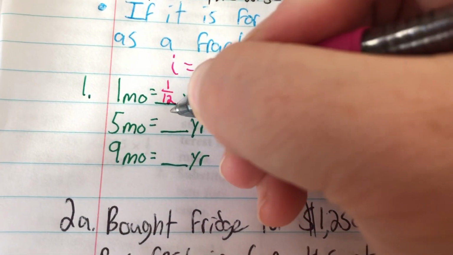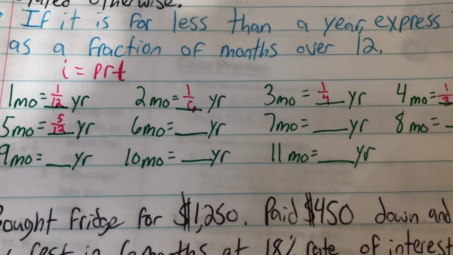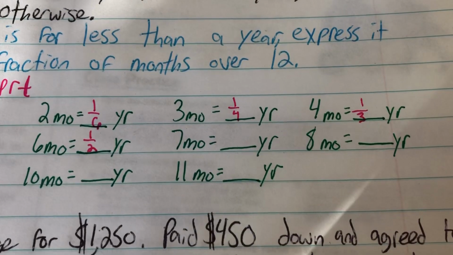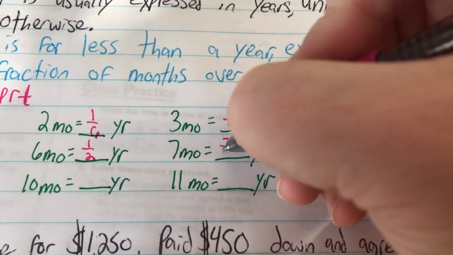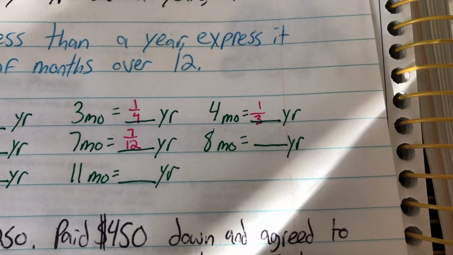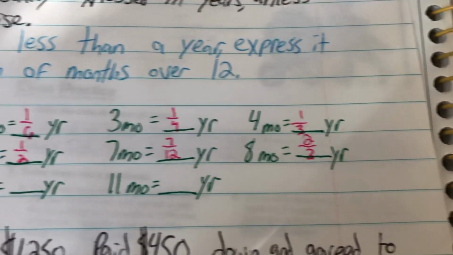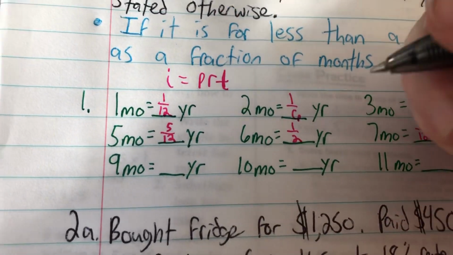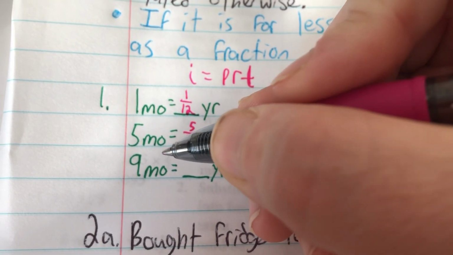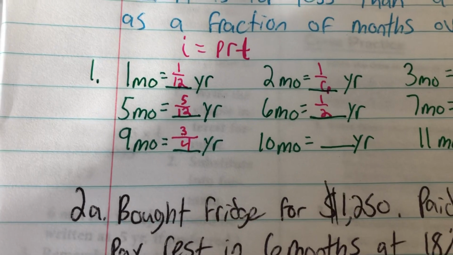5 months would be 5 over 12, which cannot be simplified. 6 months would be 6 over 12, which would be simplified to 1 over 2. 7 months would be 7 over 12, cannot be simplified. 8 months would be 8 over 12. 4 goes into both of those, so that would be 2 over 3. 9 months would be 9 over 12, which 3 goes into both of those. 3 goes into 9 3 times, and 3 goes into 12 4 times, 3/4.